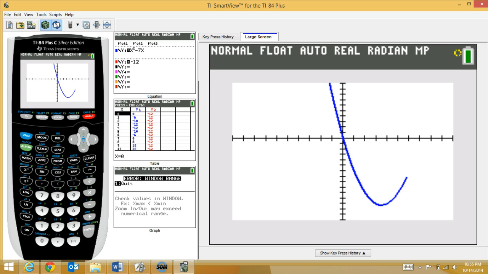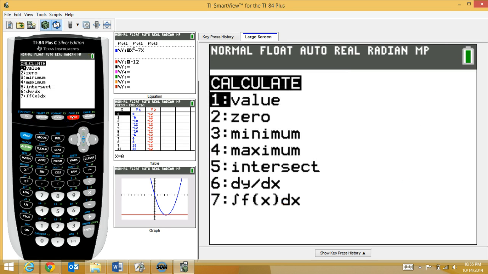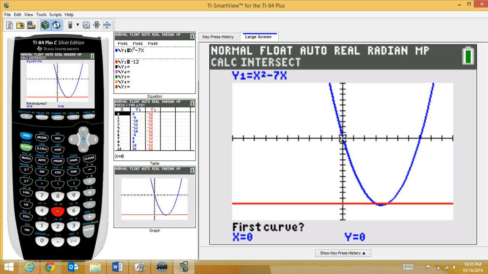So there's the parabola, and there is -12. And again, it looks like we may have a couple of different solutions there. So we're going to calculate those. So we're going to second trace. Better make sure I hit the second and then trace. And we're going to calculate the intersection again. First curve, yes. Second curve, yes. And then I hit yes, intersection, x equals 3.